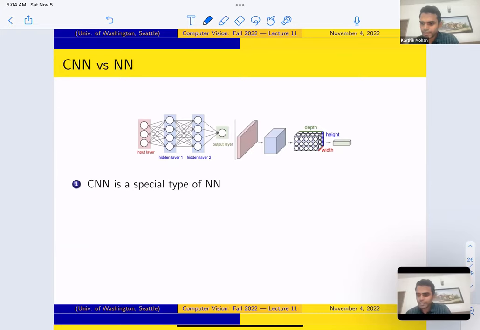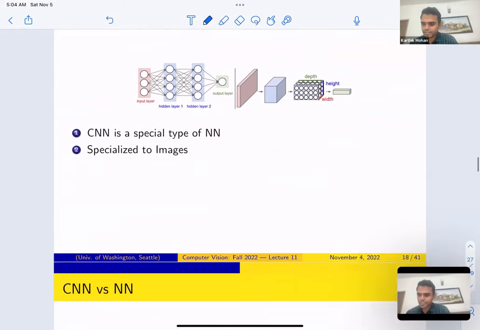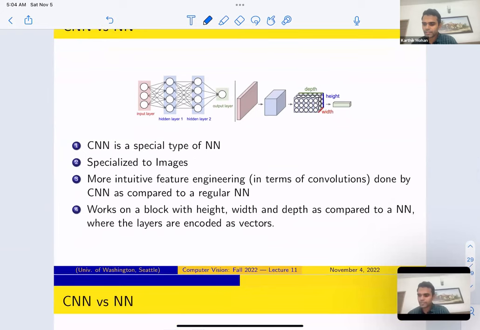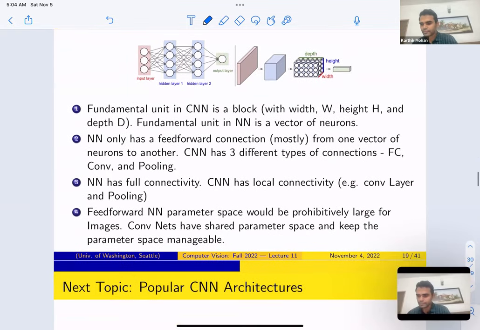Also, as a recap, we looked at the comparison between CNN and neural networks. We said CNN is a special type of neural network. It's specialized to images, and it does more intuitive feature engineering as compared to a regular neural network because it uses convolutions. And it works on a block with height, width, and depth, as compared to neural networks where the layers are encoded as vectors. We also spoke about how the feedforward neural network parameter space would be prohibitively large for images, whereas convnets have shared parameter space. They have locally connected layers. All of this makes it easier to have smaller dimensional convolutional neural nets and keep the parameter space manageable.